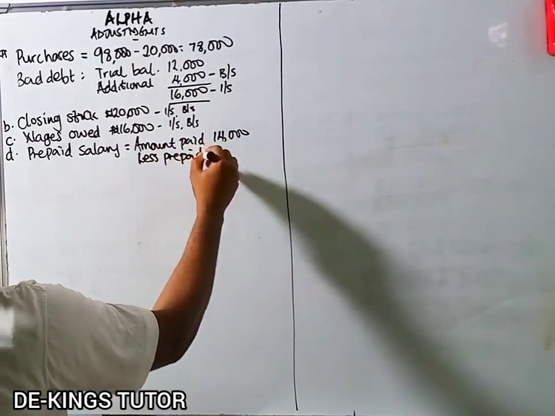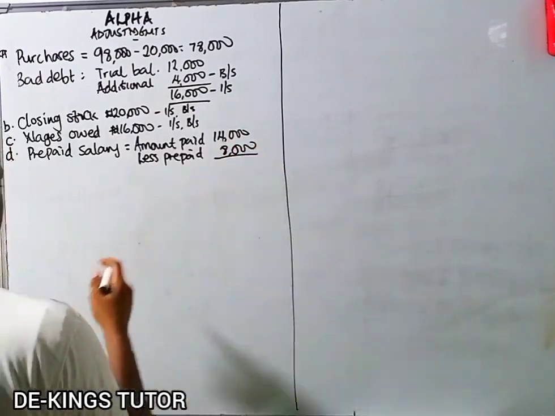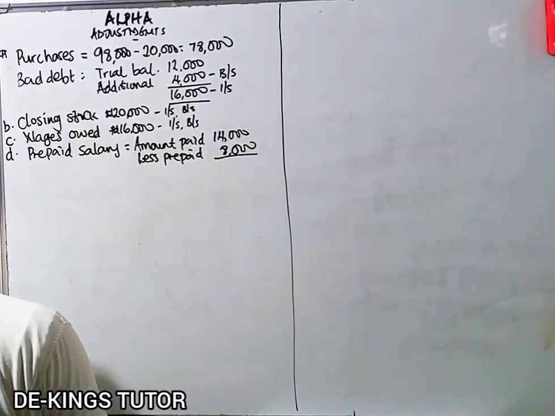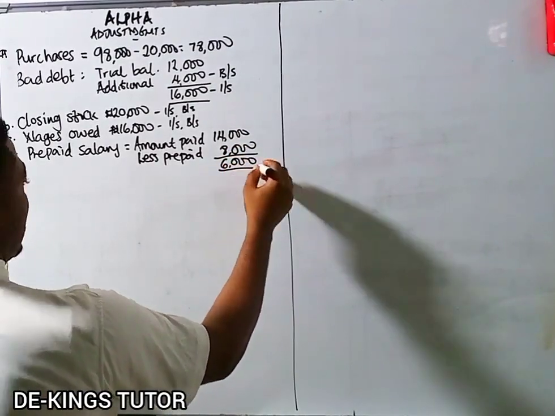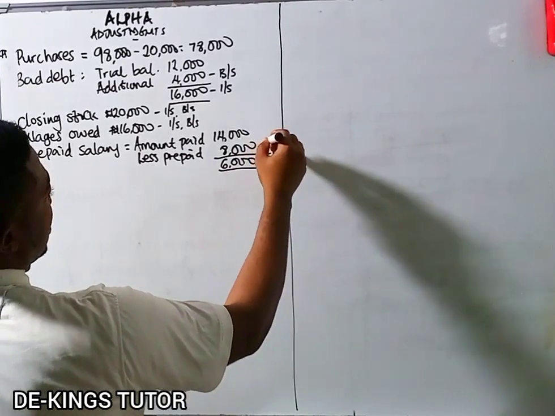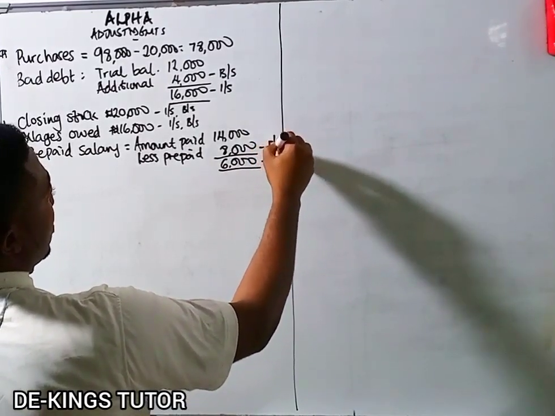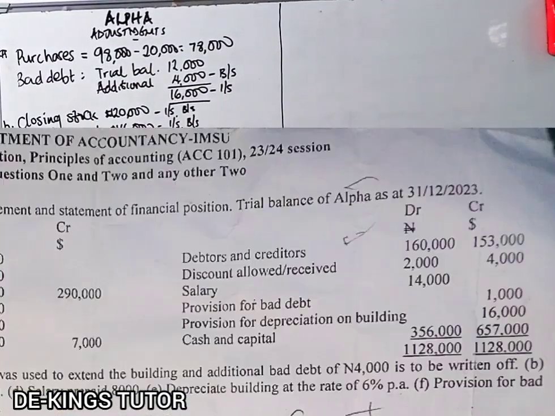So have less prepaid. Prepaid is 8,000, so that we know the actual that should be charged for this current period. So 14,000 minus 8,000 will give us 6,000. So this is what will go to the income statement, and this is what will go to the balance sheet. Okay, the next adjustment, and all these adjustments are important so we know the current value of each item.